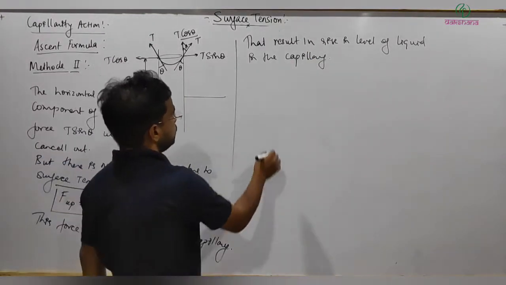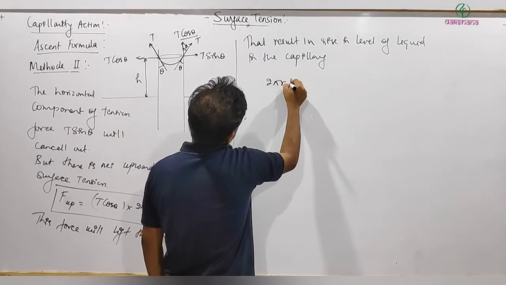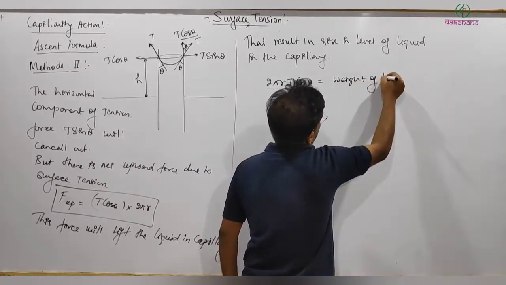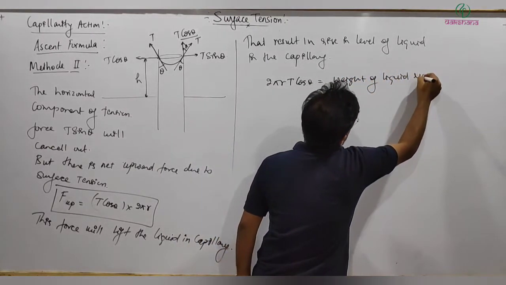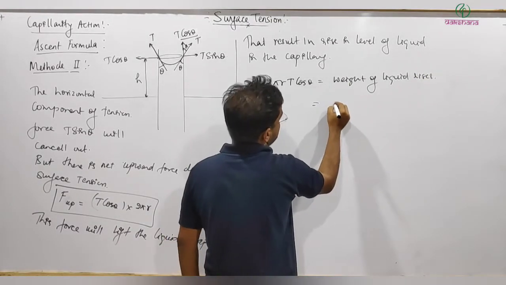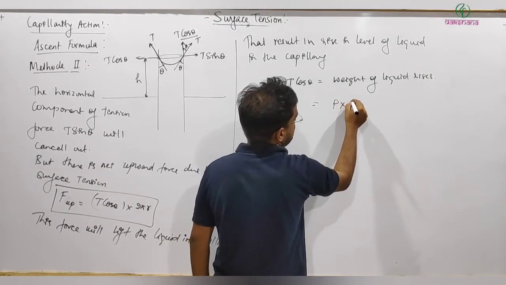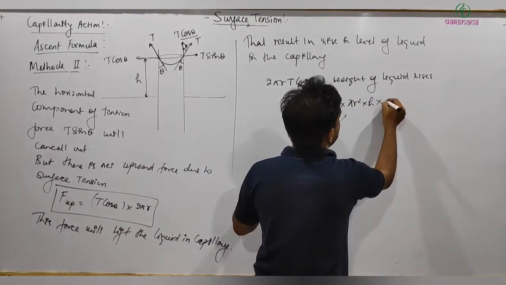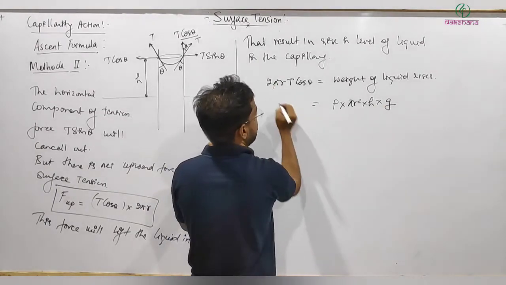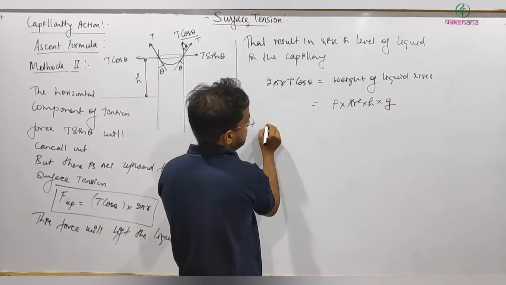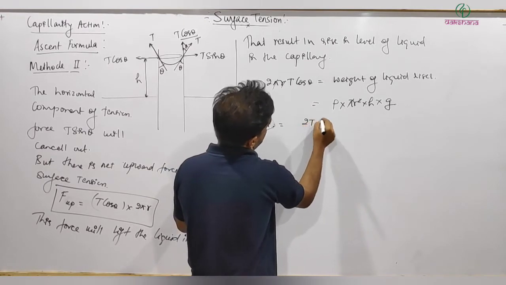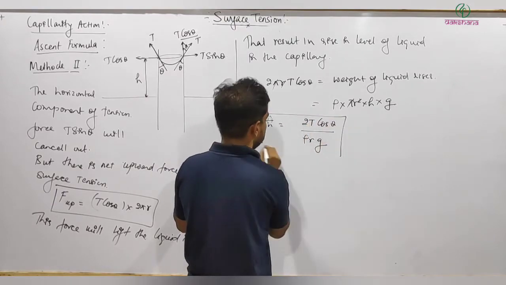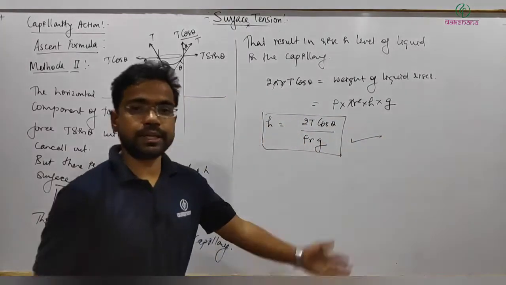Next, we can just balance this. Upward force must be equal to weight. So 2 pi r T cos theta must be equal to the weight of liquid risen, which can be written as rho, the density, multiplied by pi r square into h multiplied by g. So pi and one r get cancelled. Simplifying, h equals 2T cos theta divided by rho r g, and this is the same formula we got in the earlier case.